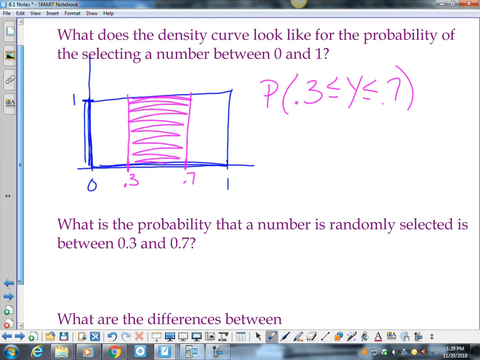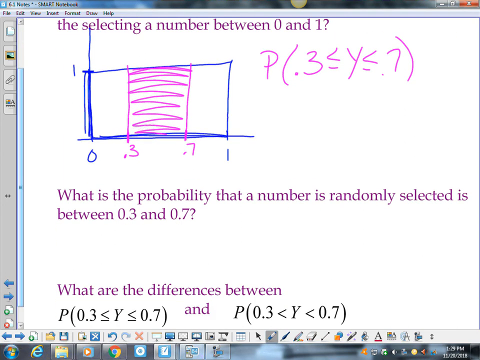All right, look at this last part. What is the probability? I want the answer for this. You know how to find it, so you would do 0.7 minus 0.3. Which is? Oh my gosh, 7 minus 3. Yes. So 0.4 times.